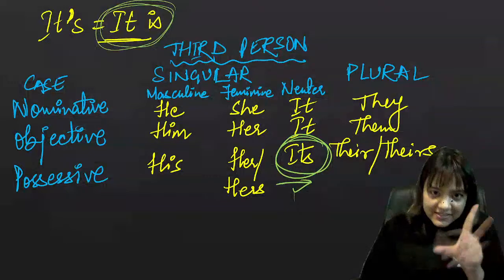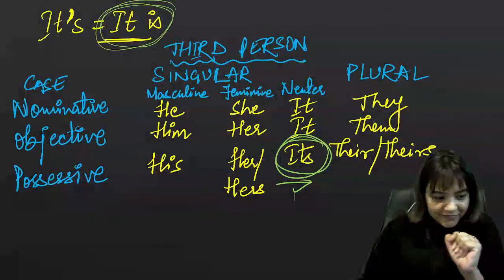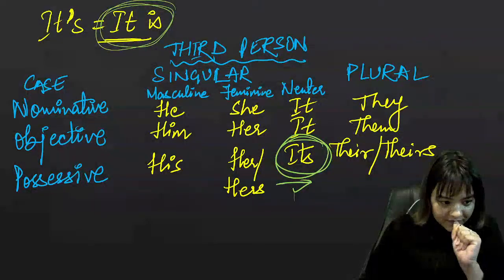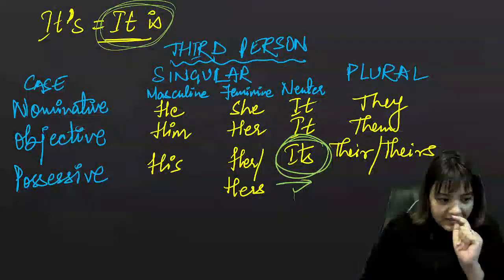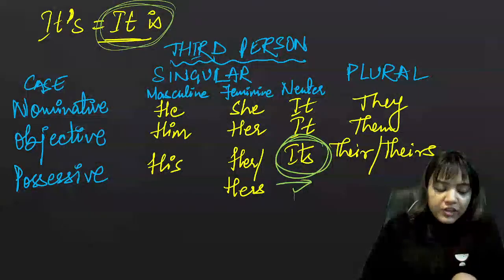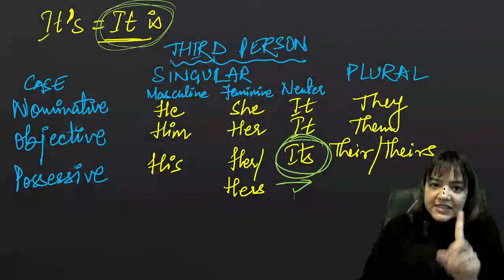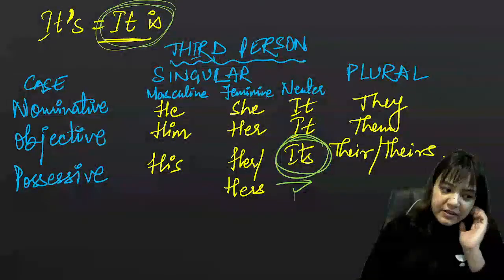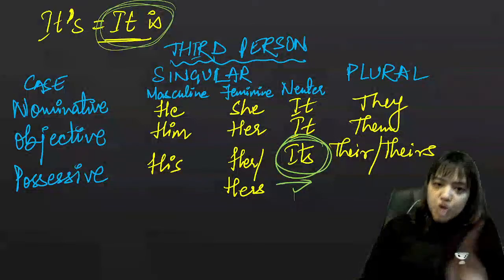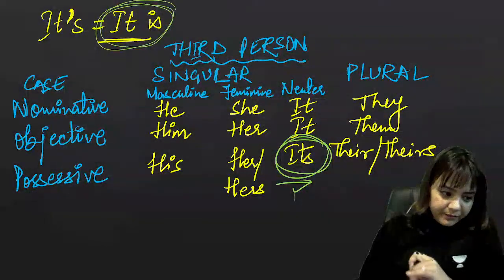I can see its eyes, yes. The elephant talks to its baby. Okay, there will be no apostrophe here, Afreen. Correct sentence, but there will be no apostrophe here. The elephant talks to its baby. No apostrophe here.